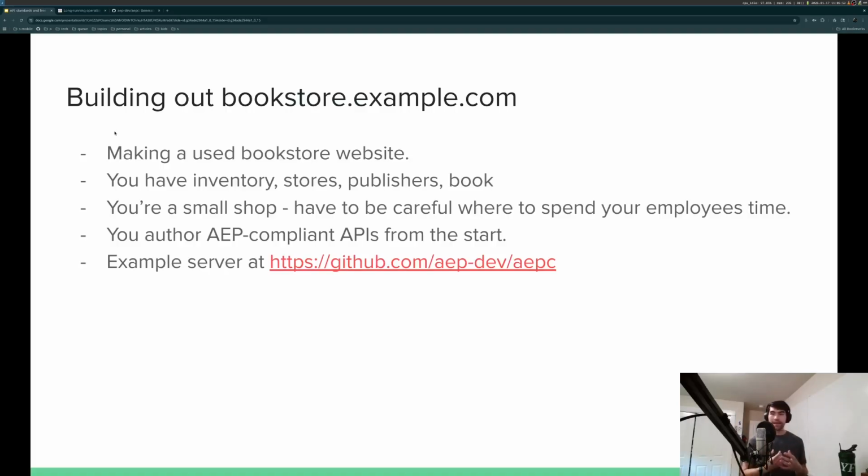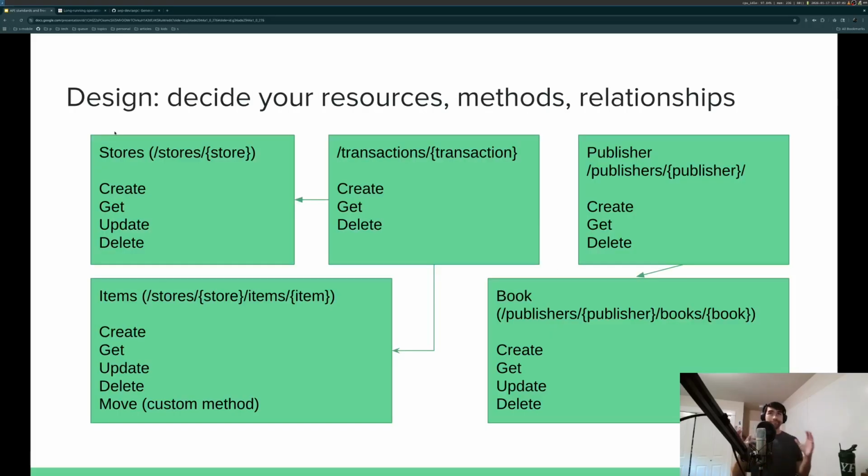In our model, we may have an inventory. Those inventories may be attached to a particular store. There's publishers that are attached to the book. And so the first thing you want to do is really model these resources and their relationships and enumerate the methods that are available to every single one.